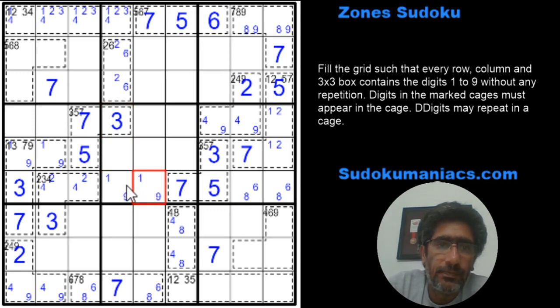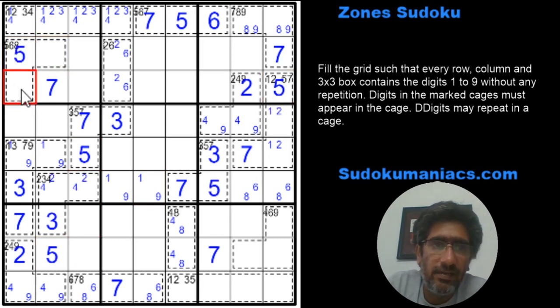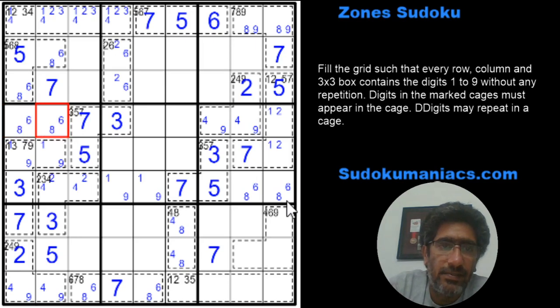Whichever classic rules, 5 cannot be here. This has to be a 5. And in this 5, 6, and 8, I can't have a 5 here. I can't have it here. So that's a 5, which makes this 6, 8. And again, this is a pair of 6 and 8.